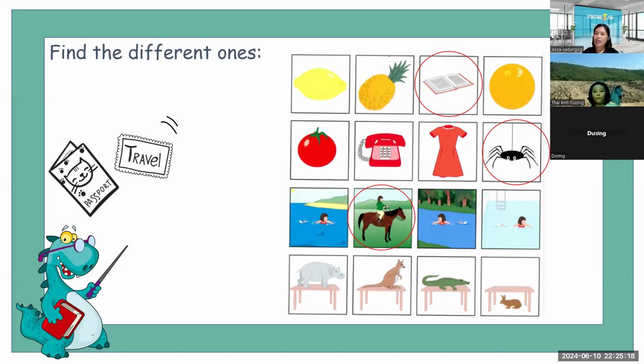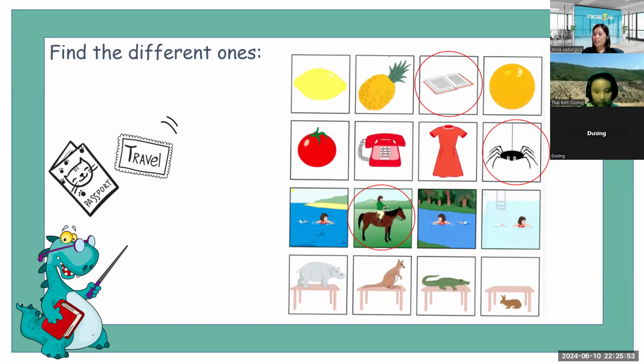Okay, very good. Next, how about picture 4, Tony? What can you see? I think I can see the hippo. Where's the hippo? On the table. Next, picture 2. The kangaroo is on the table. 3. The crocodile is on the table. 4. The rabbit is under the table. Okay, the rabbit is under the table.